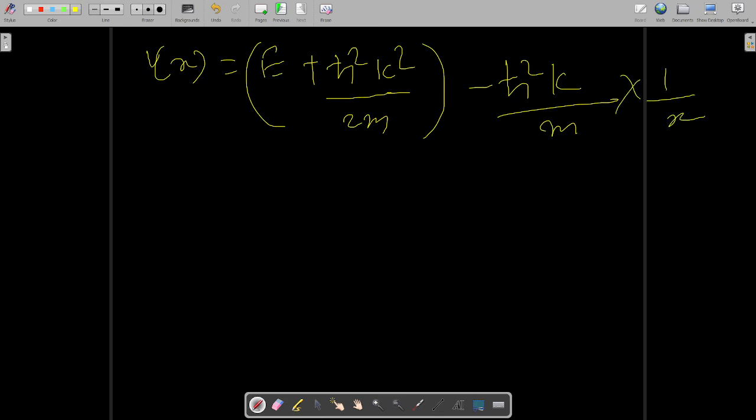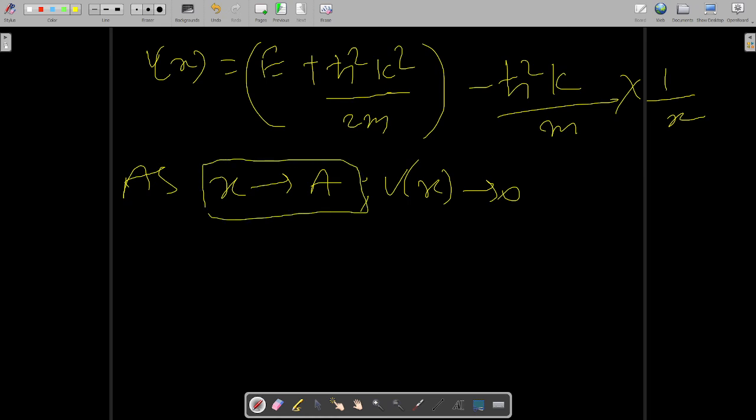So clearly as x tends to a, v of x tends to 0, right? As x tends to a, v of x tends to 0. So you can clearly write this thing: it is given that it is tending to a, but mathematically we can take it as equal to a.